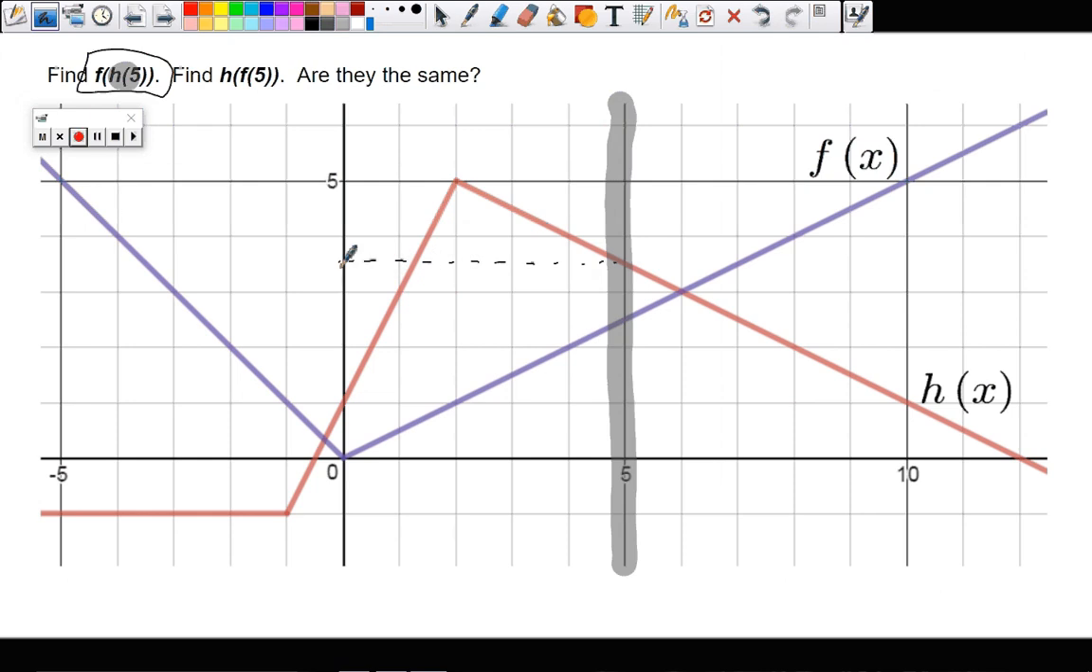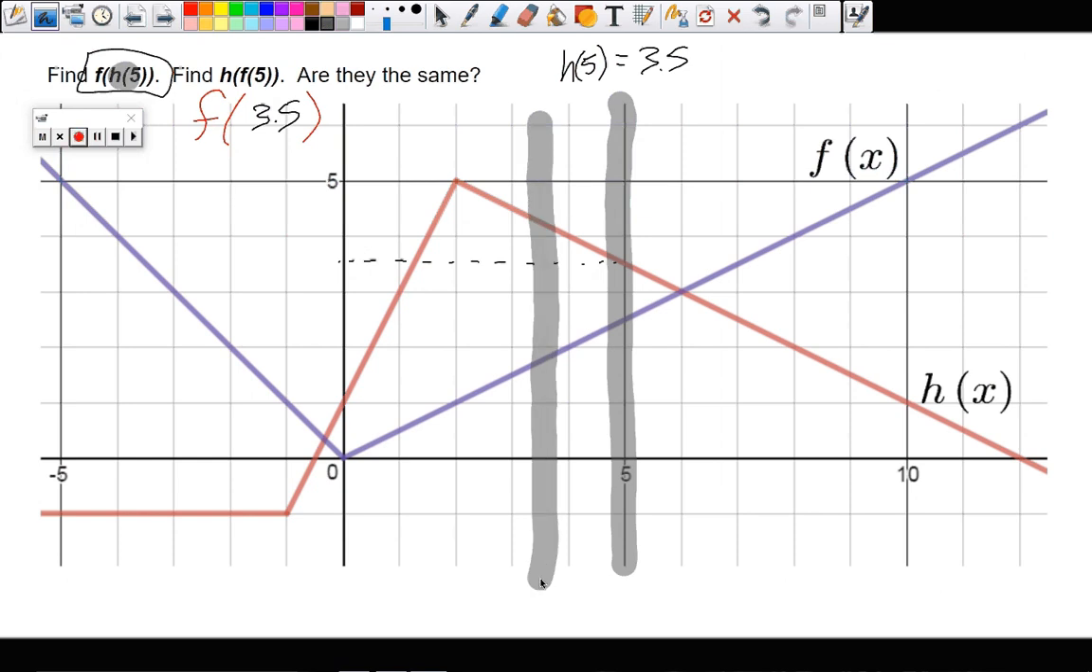3.5. So h of 5, listen, h of 5, otherwise the y value on h at x equals 5, is 3.5. You with me? So now the second step is we have to plug in what we got as an input into f. Okay? So let's find f. We're going to find when x is equal to 3.5, which is about here. We will hit f right here.